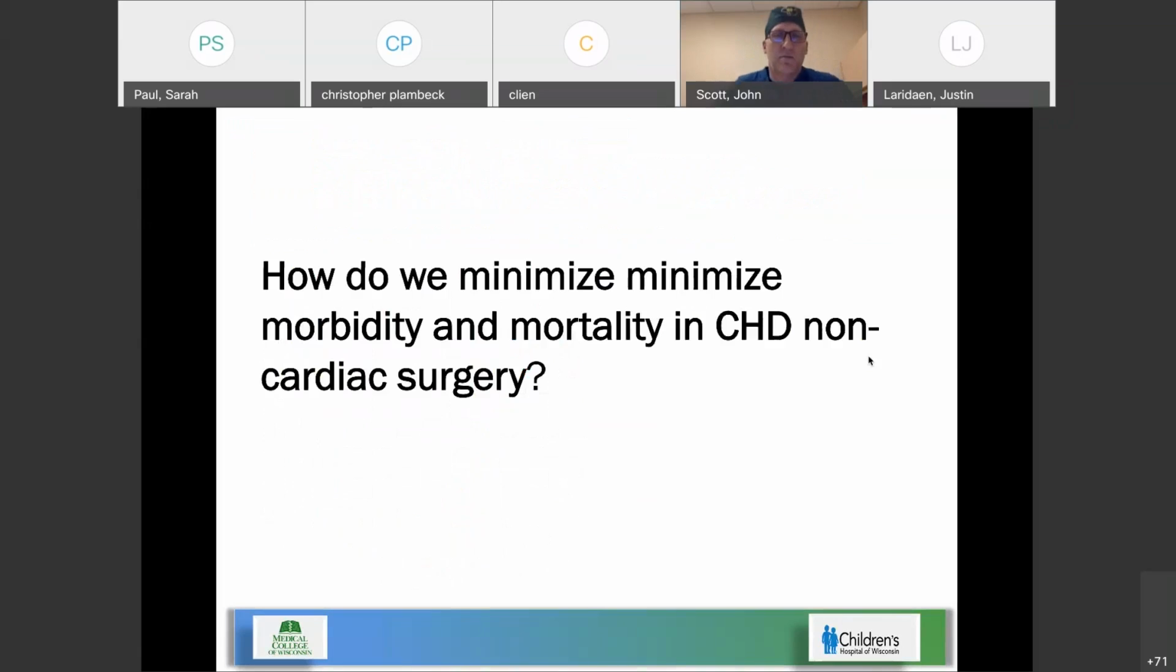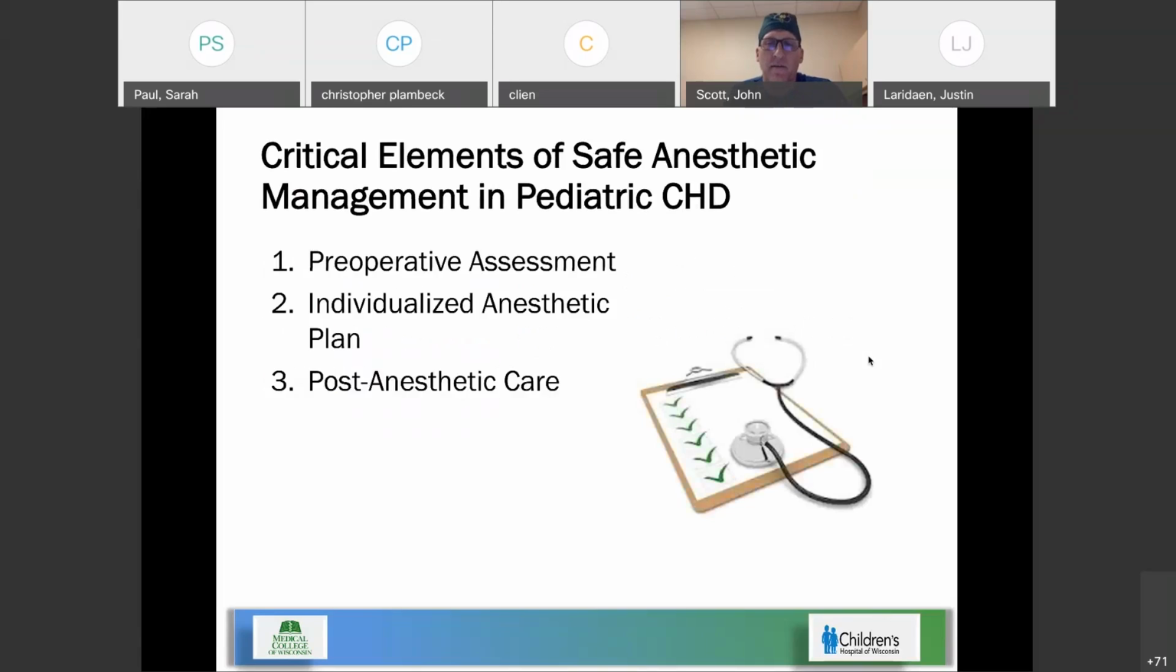So how do we minimize morbidity and mortality in non-cardiac surgery in patients with congenital heart disease? I think a lot of this is intuitive, and these are things that most of us do on a daily basis. There are critical elements to a safe delivery of anesthetic care to patients with congenital heart disease, and it really starts with when you're preparing for the case. So the preoperative assessment and risk stratification are essential. It's important to develop an individualized anesthetic plan, and then there are considerations for post-anesthetic care.